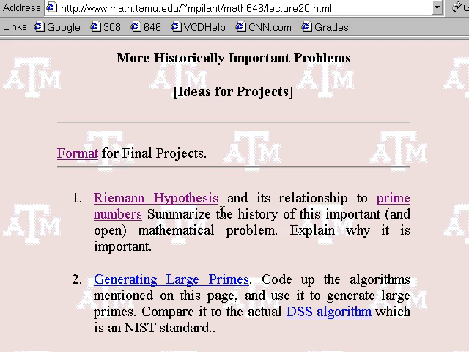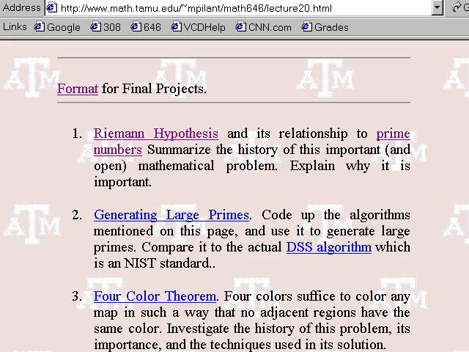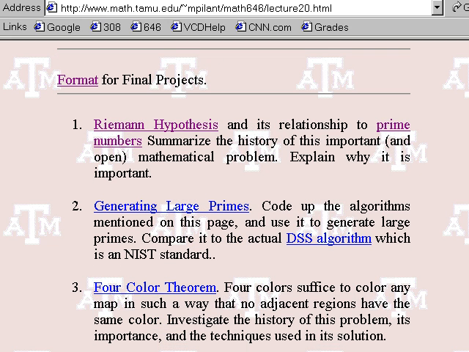So for the Riemann hypothesis, not that you have to prove this for the class, the idea is to summarize the history of this, explain why it's important, and describe the kinds of interesting mathematical problems that have been generated by people attacking this particular problem. Next to Fermat's last theorem, this is probably the number 2 open problem of the last 100 years.